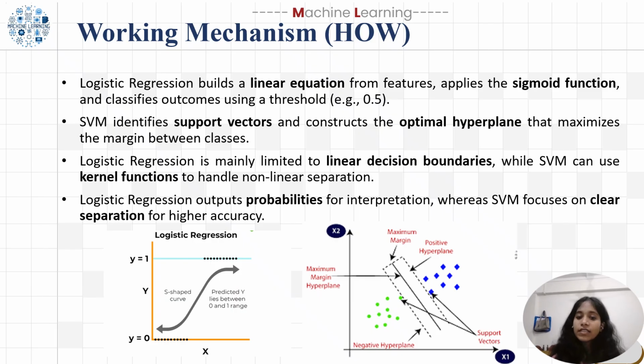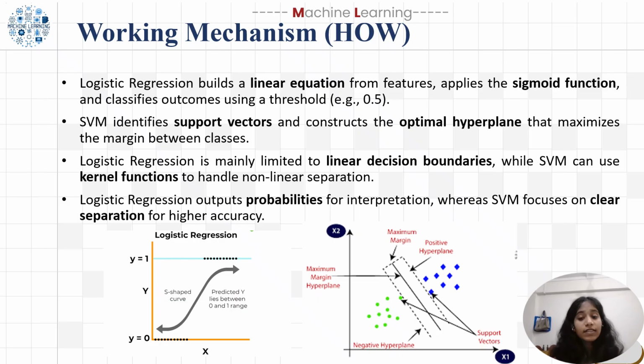Then let's understand how SVM actually works. SVM identifies the support vectors from the data, then it constructs the optimal hyperplane that maximizes the margin separating the two classes. For nonlinear data, it uses a kernel function or polynomial function to project the data into high dimensions. SVM focuses on creating a strong decision boundary which can classify the data, ensuring high accuracy for data classification.